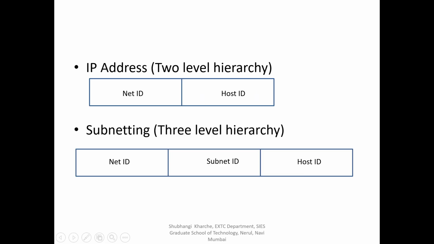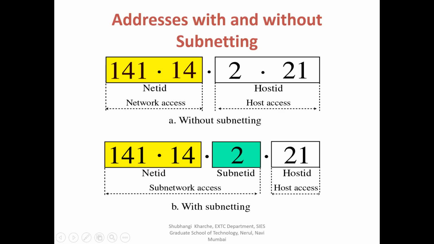To remove this drawback, the IP addresses were subnetted. With this subnetting concept, the two-level hierarchical address now becomes a three-level hierarchical address. The subnetted IP address will have network ID, subnet ID, and host ID. Here, the subnet is a small network. From a large network, smaller networks are formed. Now the IP address assignment is done in smaller networks, so the IP addresses are used efficiently with subnetting.